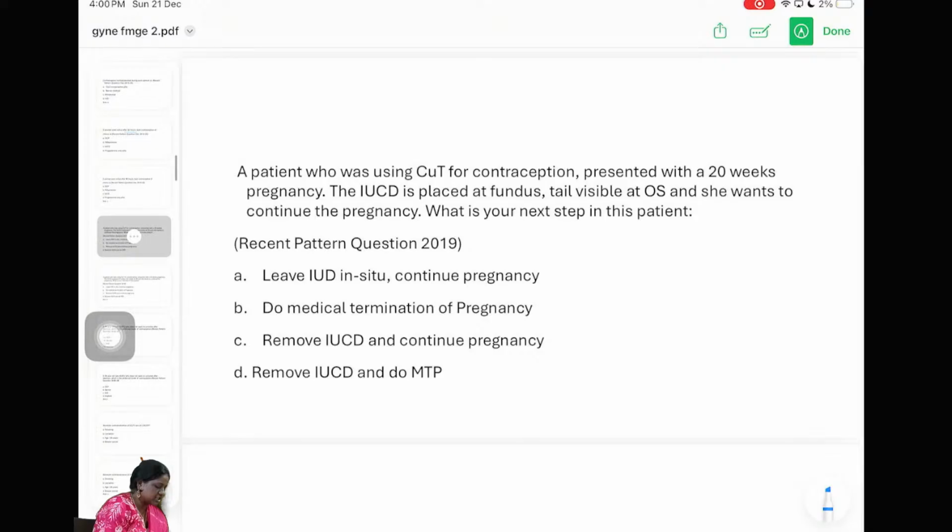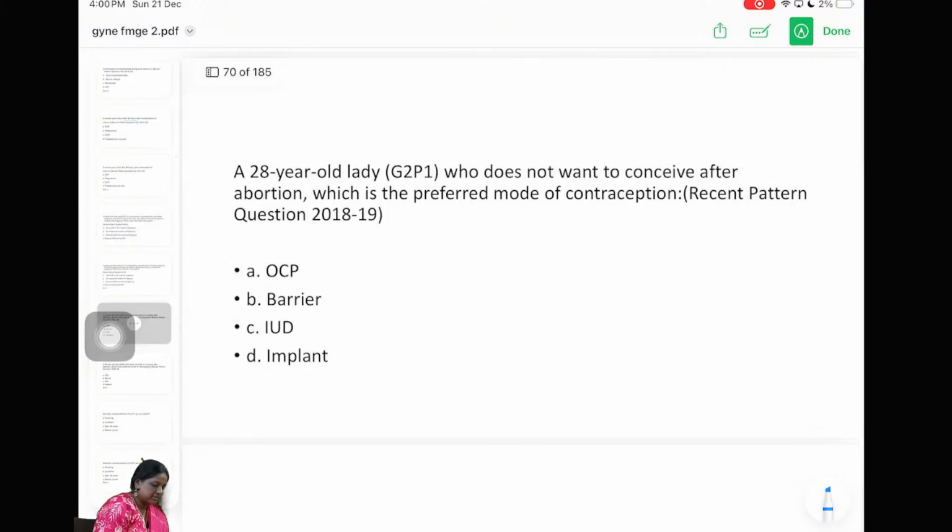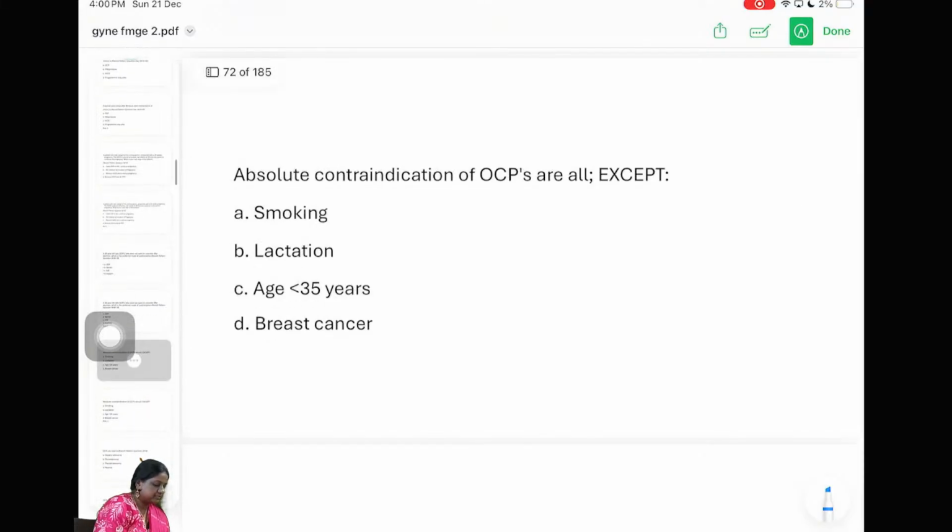Leave IUCD in situ and continue. Okay? A 28-year-old lady who does not want to conceive after abortion. What is the preferred mode of contraception? Yes, IUCD. Absolute contraindication of OCP, or all except. No. Smoking is actually a contraindication only if the age is less than 35 years. What with the age? Any age you can give.